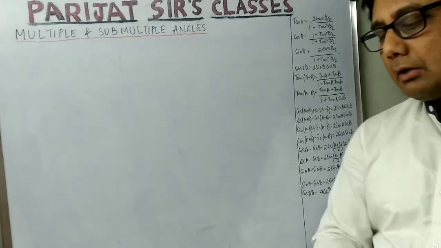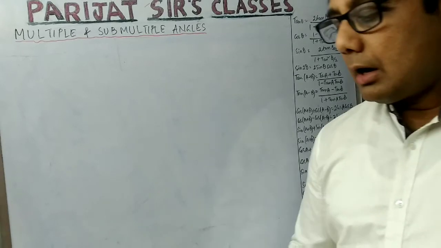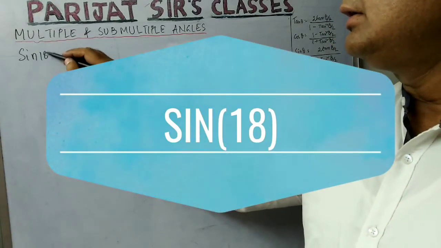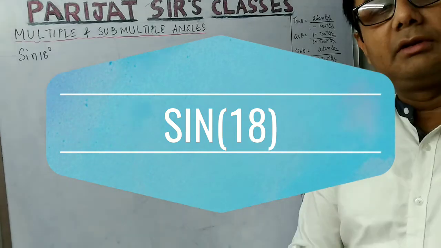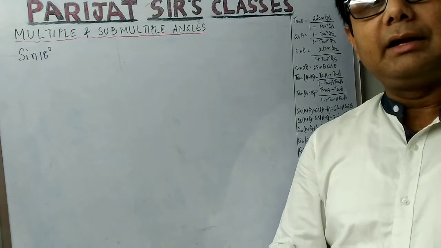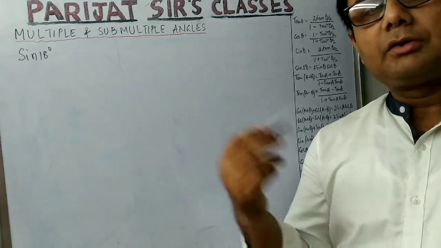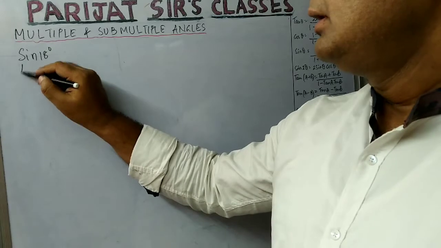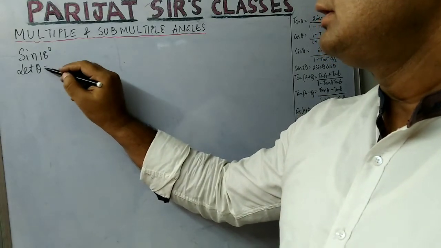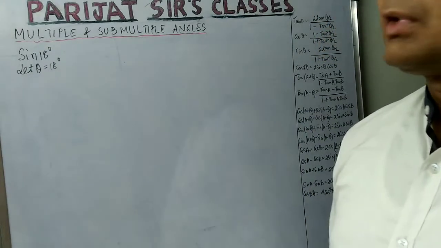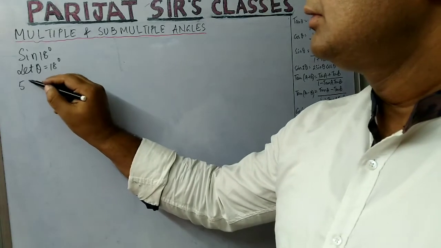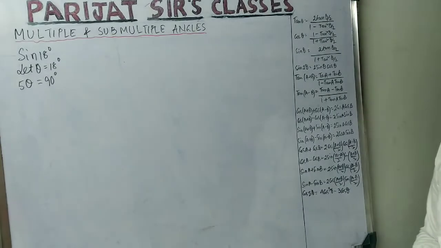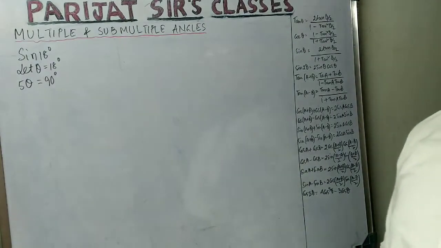So let's start. Today, first I'll show you how to find sine 18 degree. This is one of the very important things that you have to know certain values: sine 18, sine 36, cos 36, cos 18. So see how to find it. Let theta equal to 18 degree. So if I multiply with 5 on both sides, I am getting this.